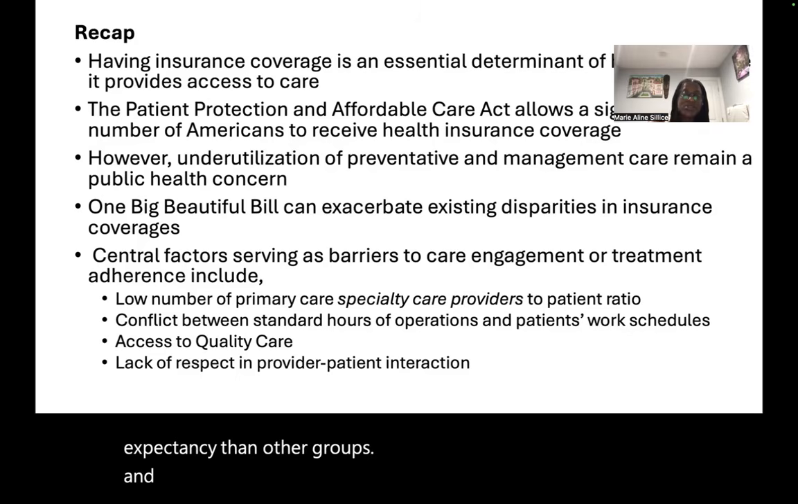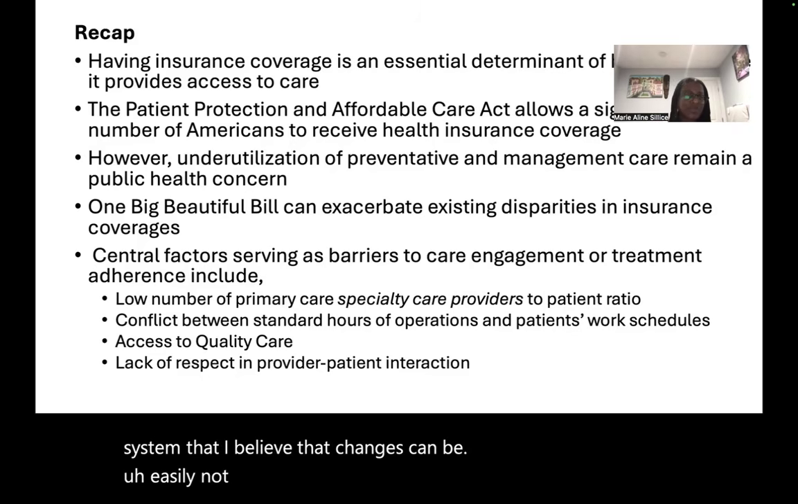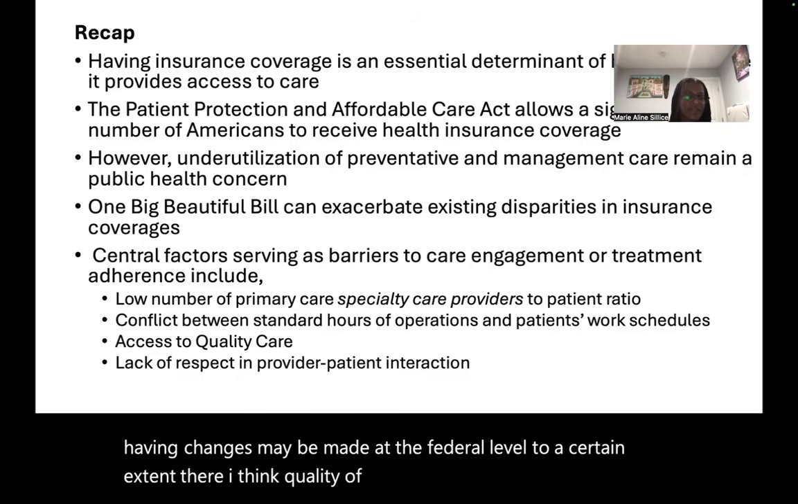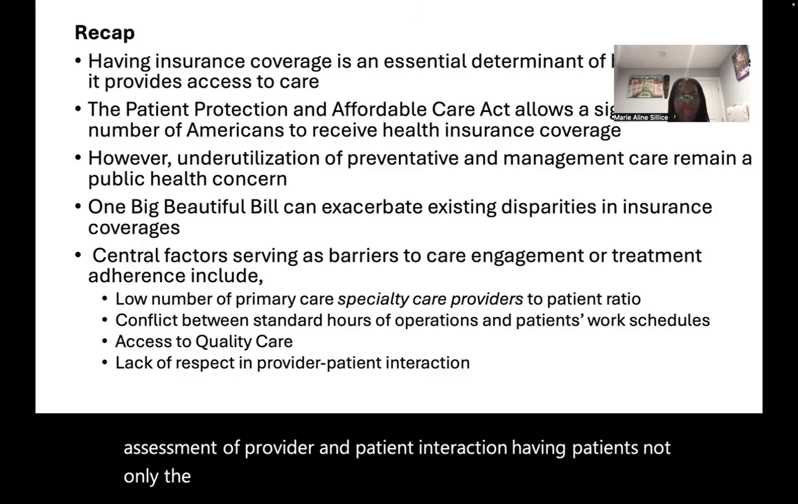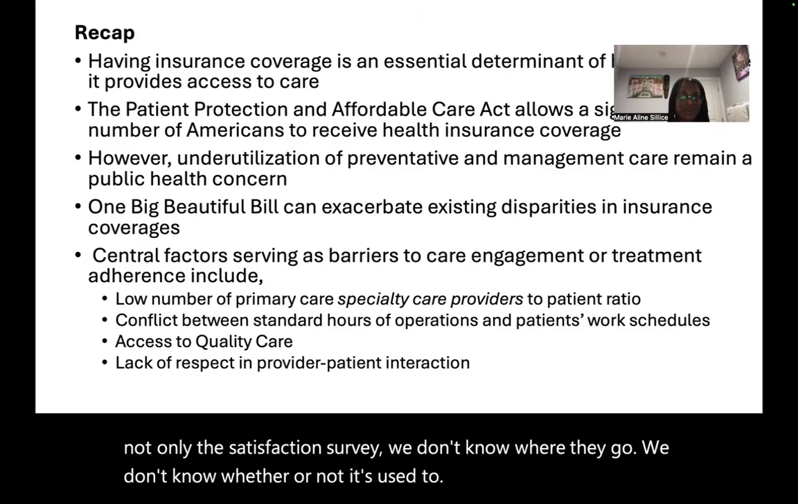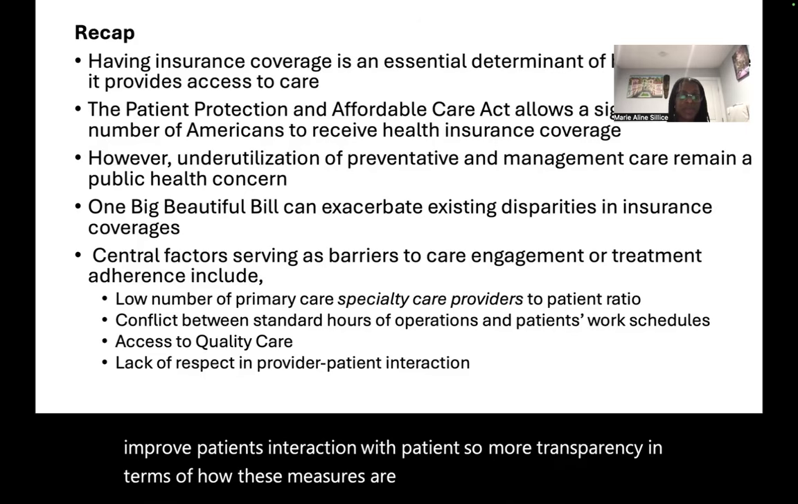And we also talked about central barriers within the healthcare system, where I believe changes can be made, not easily implemented, but much more doable than having changes made at the federal level, to a certain extent. I think quality of care should be defined more clearly, with assessment of provider and patient interaction, and not only the satisfaction survey, where we don't know where the results go. We don't know whether or not it's used to improve provider interaction with patients. So more transparency in terms of how these measures are used to improve care is really important.